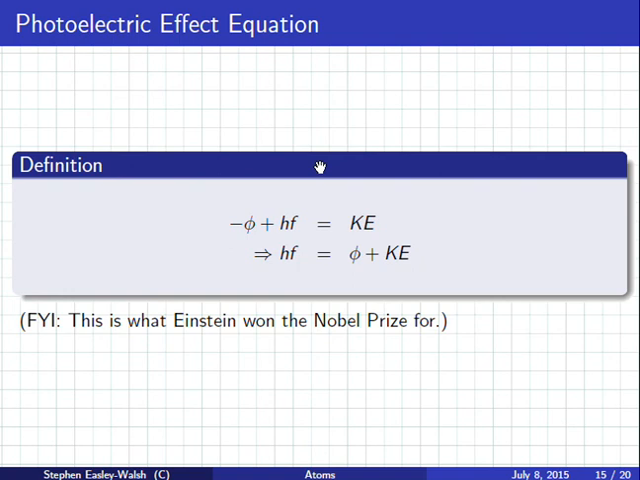In fact, this is what Einstein won the Nobel Prize for, this formula. Einstein is the person who studied this photoelectric effect, and he had this formula, and this is what he won the Nobel Prize for in 1920. Most people think it's that other one. In fact, it's not. It's this one.